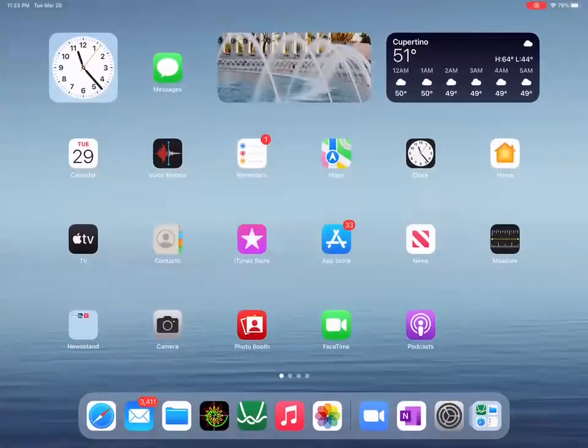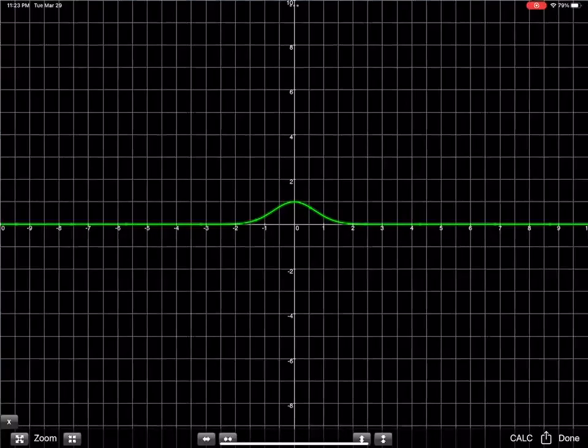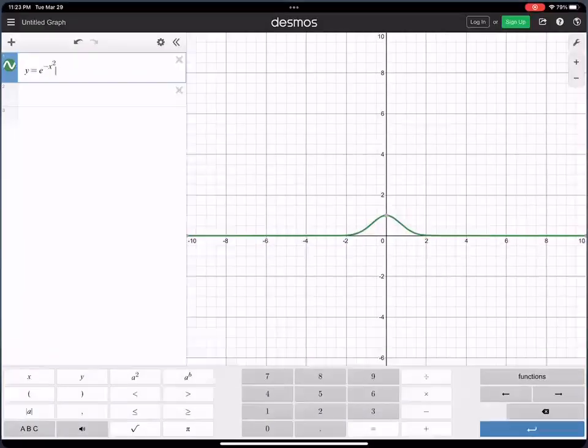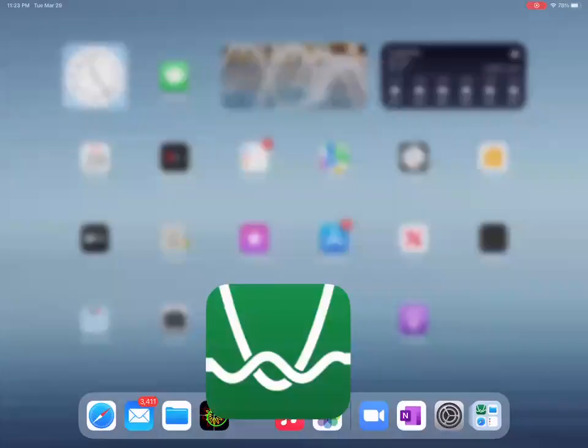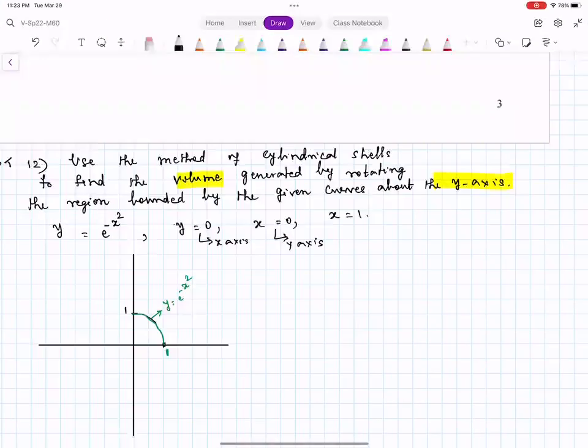In case you graph this, it's going to look like the way it is shown here, but we are interested only in the positive side of the graph, bounded from x equals 0 to x equals 1. So that is the graph we want to consider. The graph is actually going to be something like this.